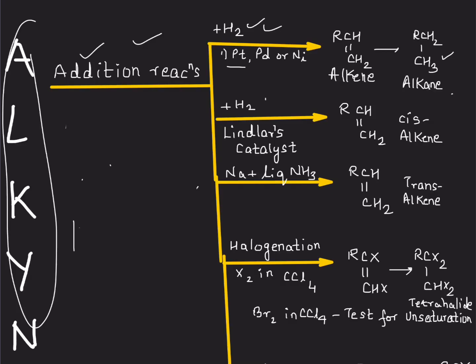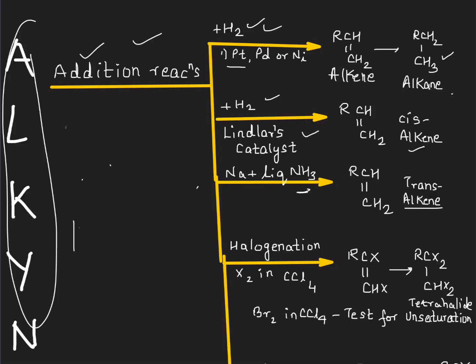If you carry out the same reaction, addition of hydrogen, in the presence of Lindlar's catalyst, then you will get a cis alkene. The reaction stops at alkene. On the other hand, if you want a trans alkene, all this we have already discussed in our video on alkenes. We have done preparation of alkenes using this method. If you are not familiar, I would request you to see that video. So for this addition reaction, sodium plus liquid ammonia, and you get a trans alkene.